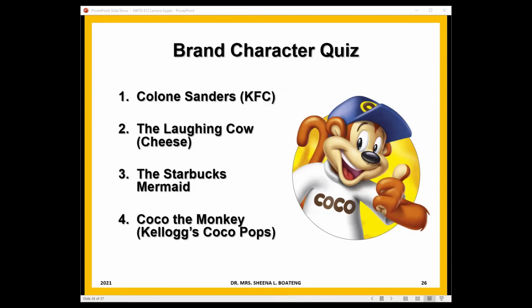And then the Fruit Loops has a bird. It's a toucan. It's called Sam. So Sam the toucan is Kellogg's Fruit Loops. Tony the Tiger is Kellogg's Frosties. Snap, Crackle, and Pop is Kellogg's Rice Krispies. And then Coco the monkey is Kellogg's Coco Pops.